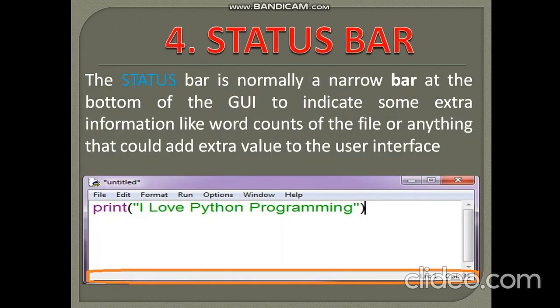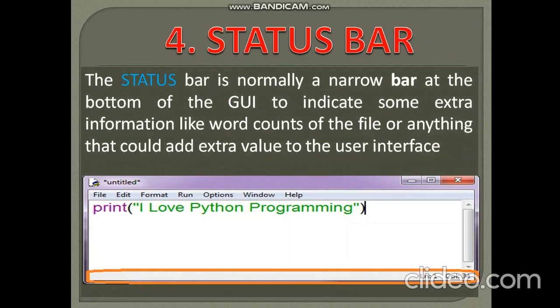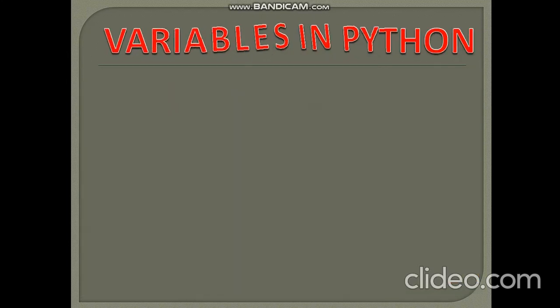Now the last one is the status bar. As you can see from the picture at the bottom with the orange line, this is the bottom line. So the status bar is normally a narrow bar at the bottom of the GUI to indicate some extra information, like the word count of the file or anything that could add extra value to the user interface. This status bar genuinely shows the exact position of your blinker.